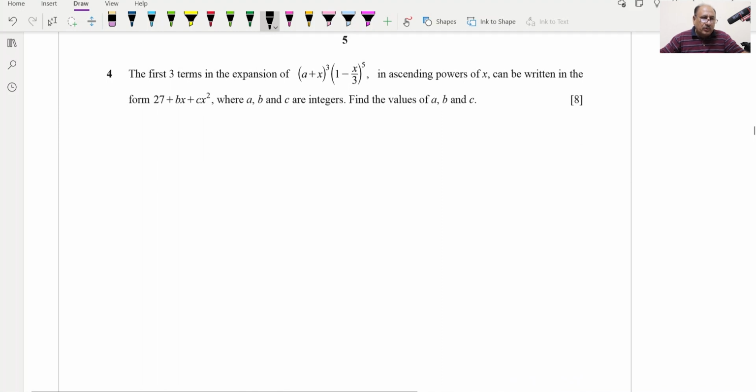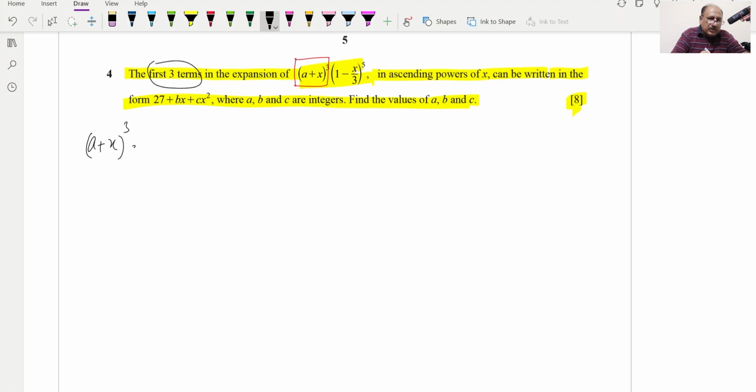Question number 4. Question number 4 says the first three terms of the expansion of this one in ascending powers of x can be written in the form this one, where a, b and c are integers. Find the value of a, b, c. This is basically an 8 marks question. So what we can do, we can check the expansion of this part. So it will be (a + x) raised to the power 3. We'll be writing the first three terms of this expansion.